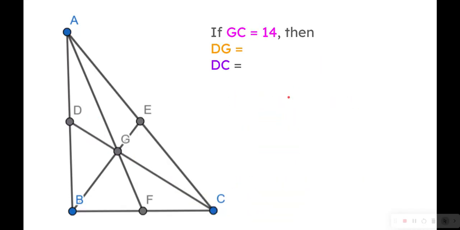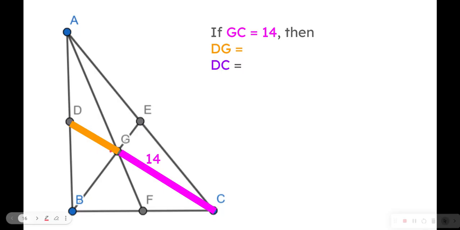Okay, let's try another example. If GC is 14, so G to C is 14, that's the segment from the centroid to the angle, then let's solve for DG right now. DG is from the centroid to the side.